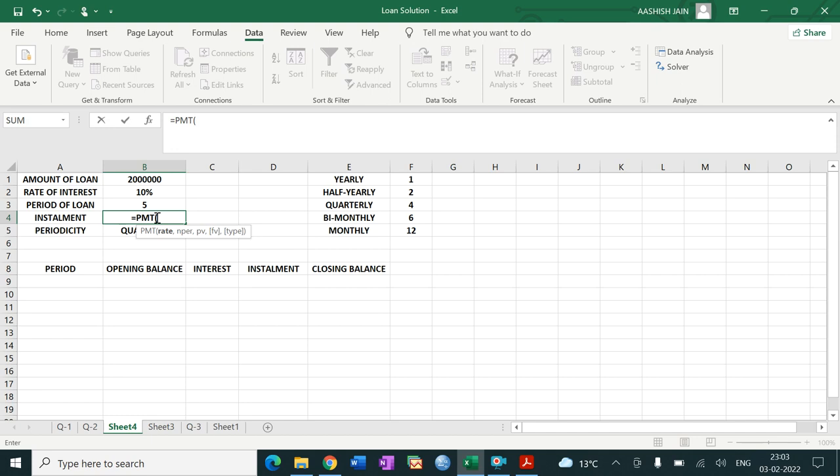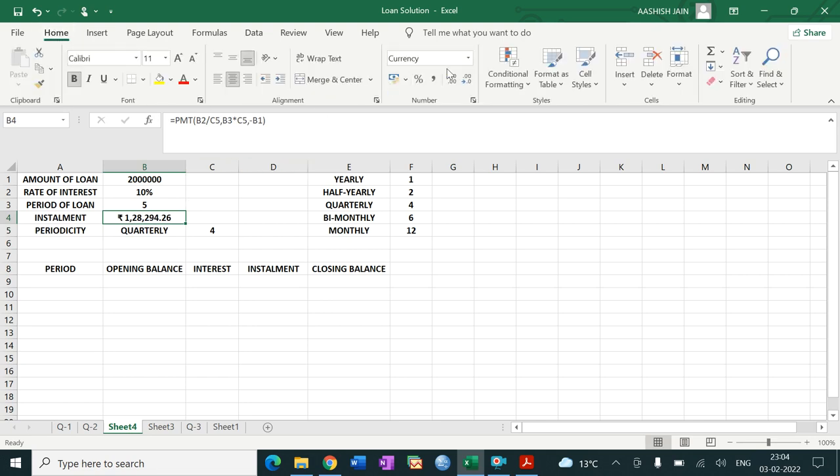As we have calculated in the last video lecture, the same procedure. Rate is 10%, but this is per annum, so it would be divided by this value, that is C5. Then number of periods, that is total number of periods, 5 multiplied by 4, that is the C5 value. Then present value, that would be negative, minus 20 lakh, close the bracket and press enter. So this would be the amount of installment, right?